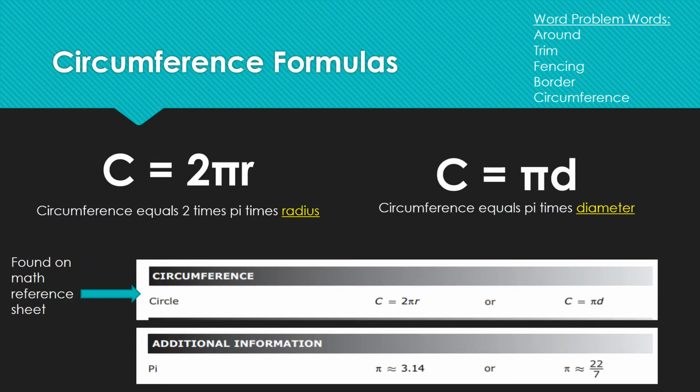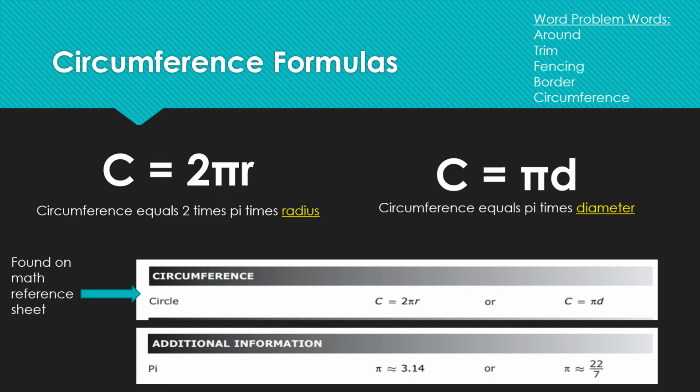Alright, we're going to get into our formulas. We have two circumference formulas. Circumference equals 2 times pi times radius, and you use this formula when you're given the radius, as well as circumference equals pi times diameter. You will use this formula whenever you are given the diameter. Remember, guys, your circumference formula as well as pi is found on your math reference sheet, so please make sure you're taking advantage of utilizing your math reference sheet.